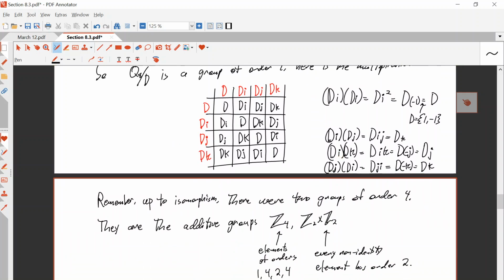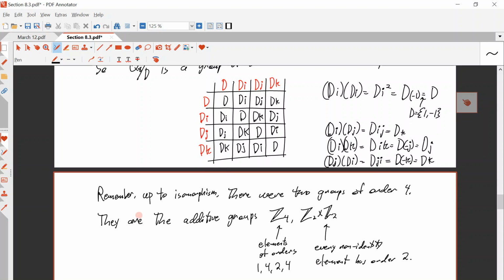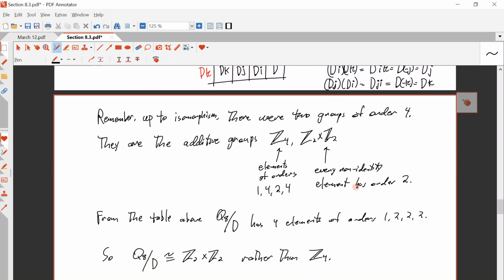And this is isomorphic to Z2 cross Z2. Remember, up to isomorphism, there are 2 groups of order 4: Z4, the cyclic one, and Z2 cross Z2. Every non-identity element in Z2 cross Z2 is order 2, and in Z4 you have elements of order 4. But as you see, everything has order 2 here. D squared is D. Di squared is D. Dj squared is D. Dk squared is D. Di times Di is Di squared. I squared is negative 1, and negative 1 is in D, so that's the coset D itself. So everything has order 2, so that's isomorphic to Z2 cross Z2. Of course, Z2 cross Z2 is an additive group and this is a multiplicative group, but they still are isomorphic.